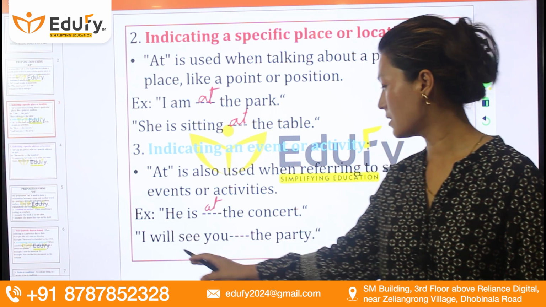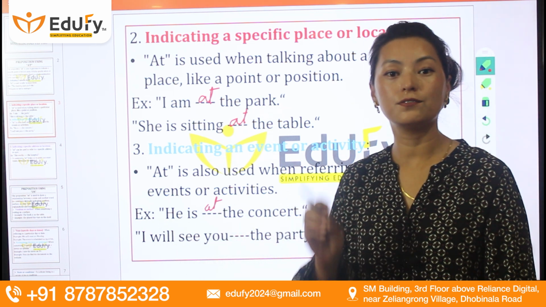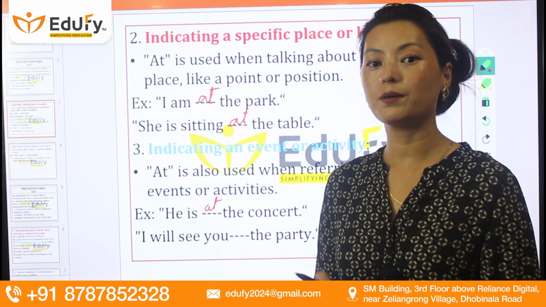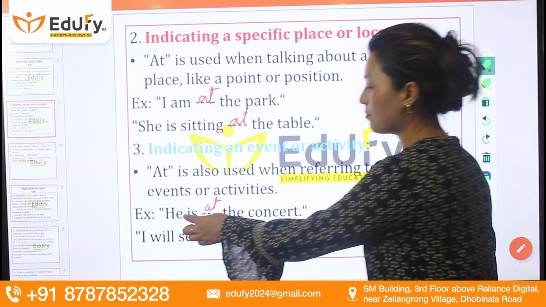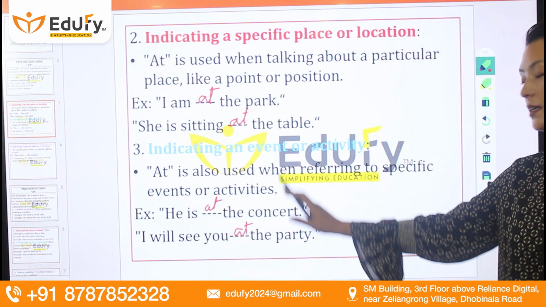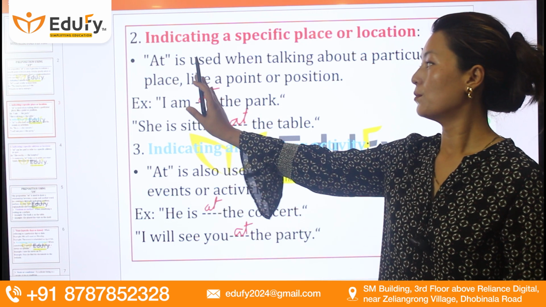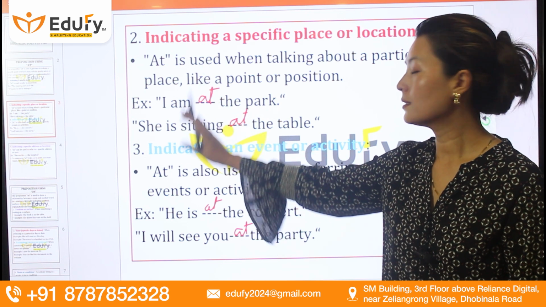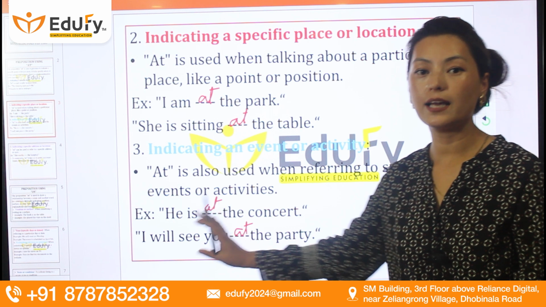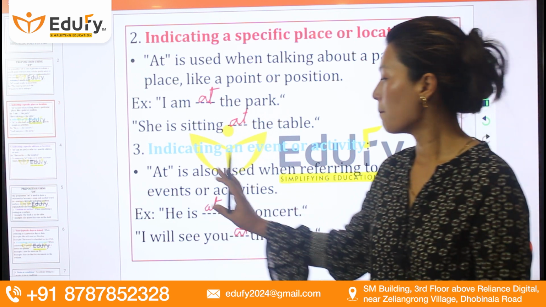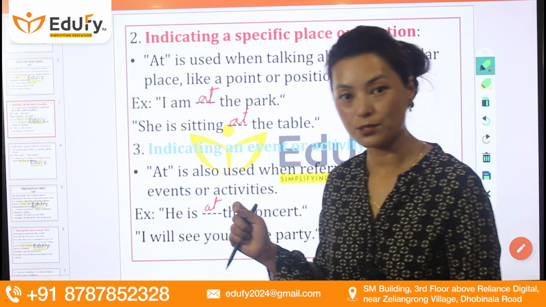Here also, I will see you dash the party. The party is some kind of an activity that is very specific. So therefore, for that specific activity, you will write the preposition at. So what you see here is I'm trying to relate the nouns with the other parts of the sentence and trying to point out where the action is taking place, where the noun is sitting, or where the event is happening. So all of this is relating the noun with the other parts of the sentence, mainly pointing out the place, the location, the event, and the time as well.